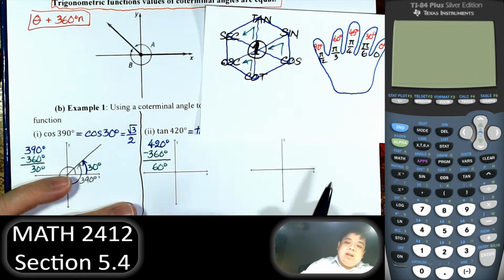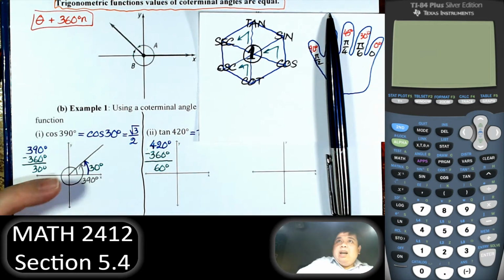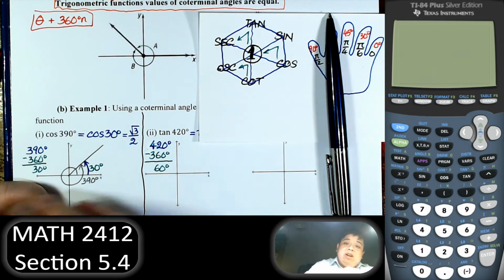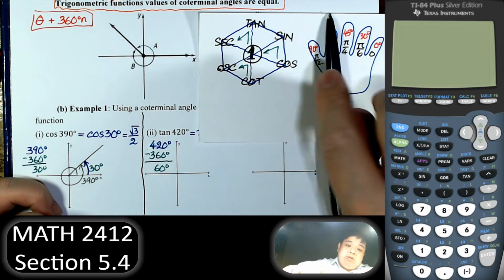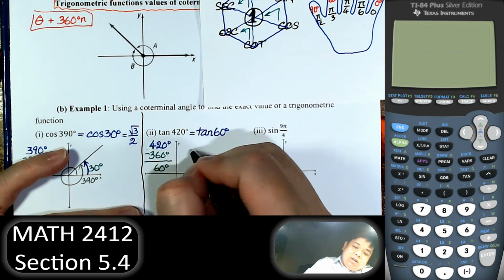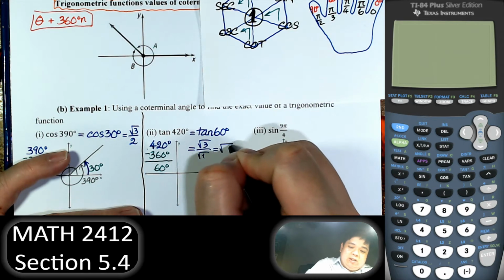Right, 60 degrees. For tangent, we have the number of fingers on the right. Take the square root, divide by the square root of the fingers on the left. So that will be square root of 3 over square root of 1, or just square root of 3.